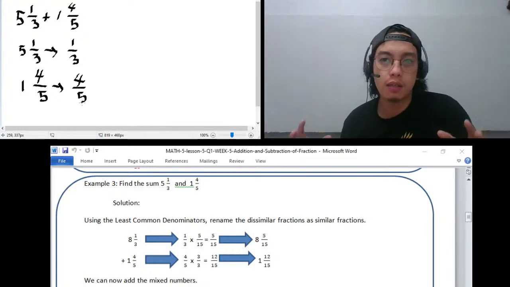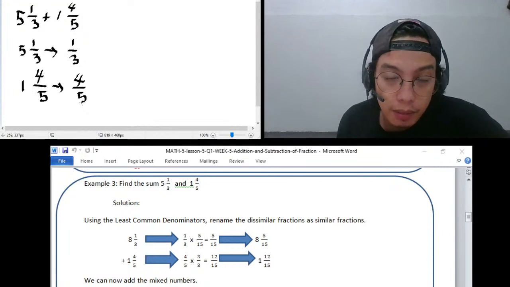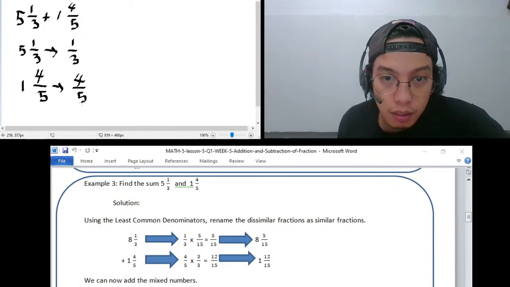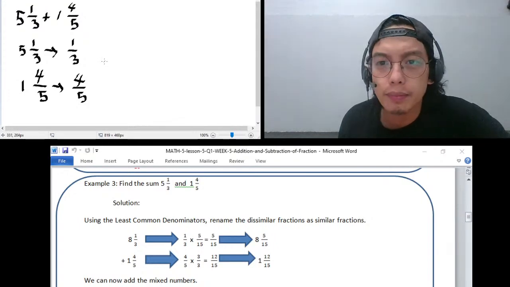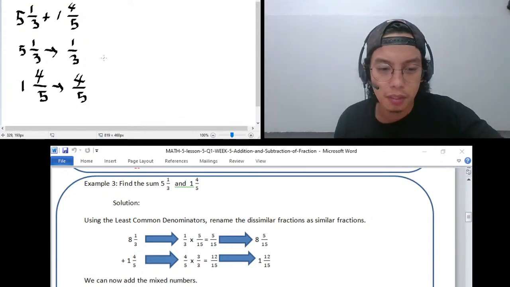They made the dissimilar fractions into similar fractions. So what they did, they multiplied it by... I'm not sure how they did it. Anyway, let's do what I know how to do. Okay.